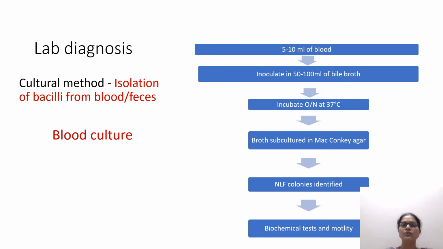Here I have given the flowchart for isolating the organism from blood. For this, you have to first take 5 to 10 ml of blood from the patient and inoculate it in 50 to 100 ml of bile broth.